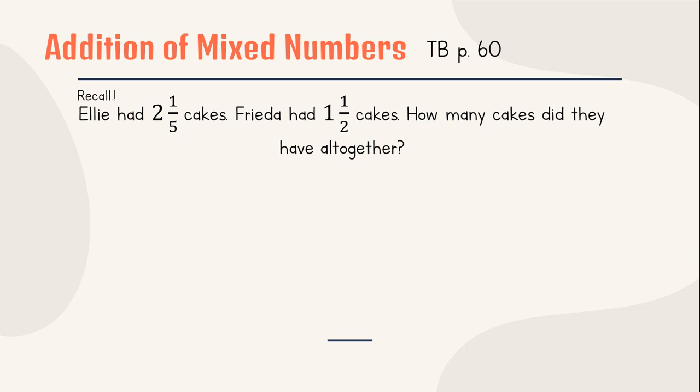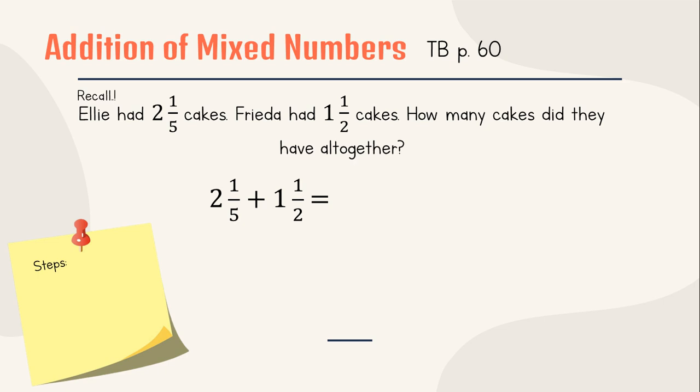You will have this one. Ellie had 2 1/5 cakes. Frida had 1.5 cakes. How many cakes did they have all together? Of course, all together, we're going to do addition, right? And yes, it has been discovered a long time ago in Primary 4. We're just going to recall it, okay?